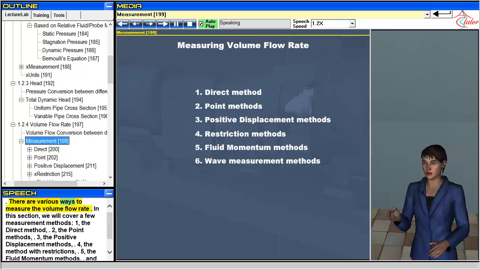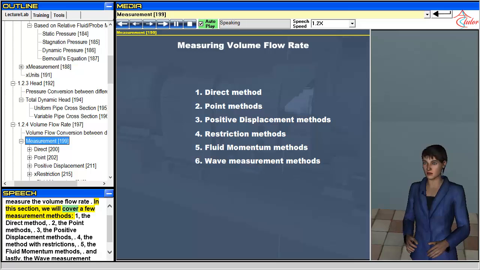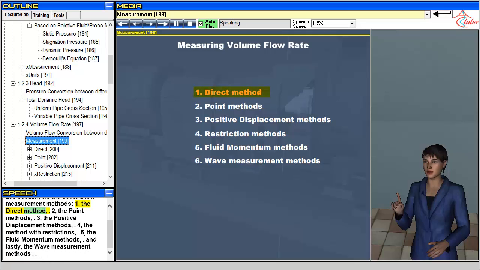There are various ways to measure the volume flow rate. In this section, we will cover a few measurement methods. 1. The direct method. 2. The point methods. 3. The positive displacement methods. 4. The method with restrictions. 5. The fluid momentum methods. And lastly, the wave measurement methods.